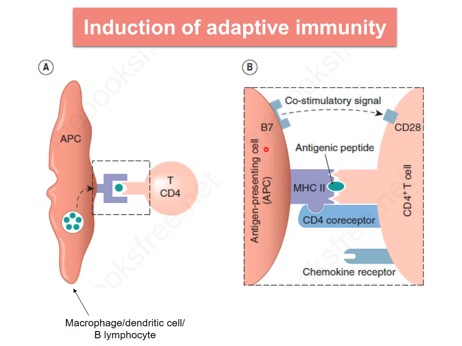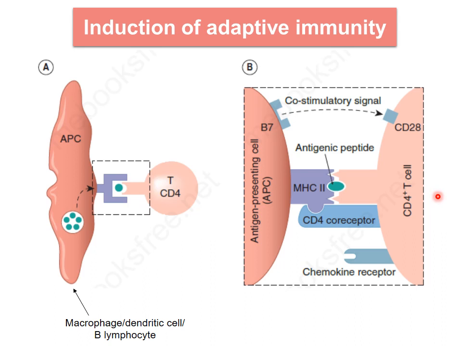So the second important signal is binding of CD80, that is B7-1, or binding of CD86, that is B7-2, with CD28 of the T cell. In the absence of this second signal, the T cell becomes unresponsive and undergoes apoptosis.